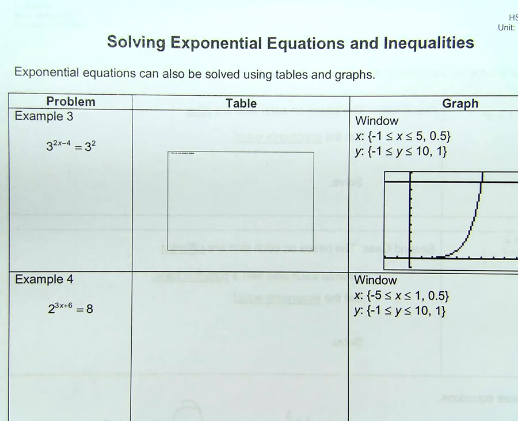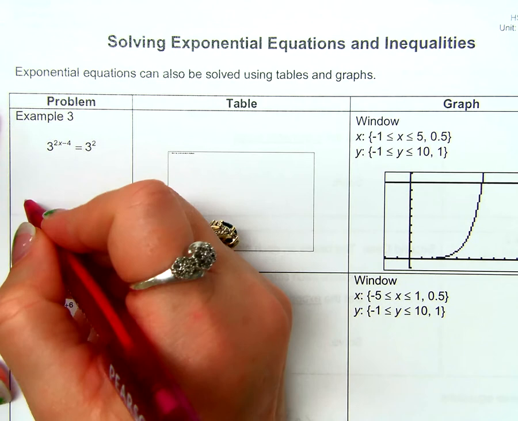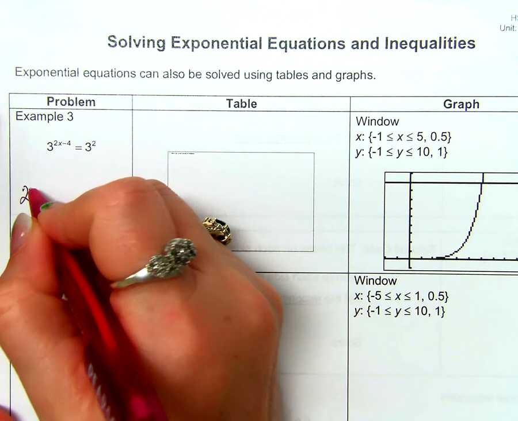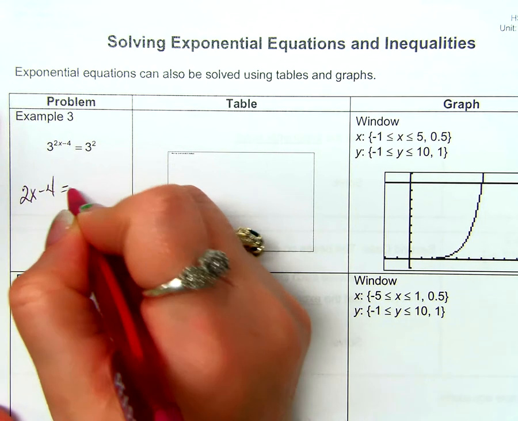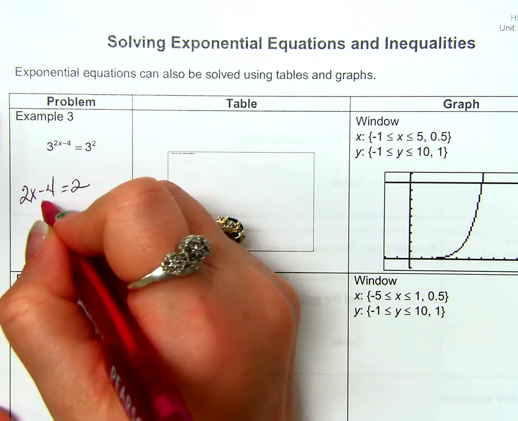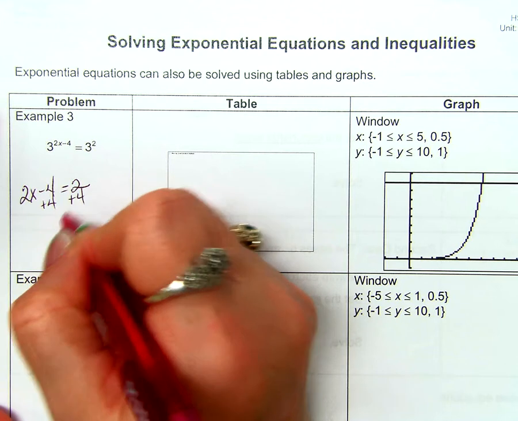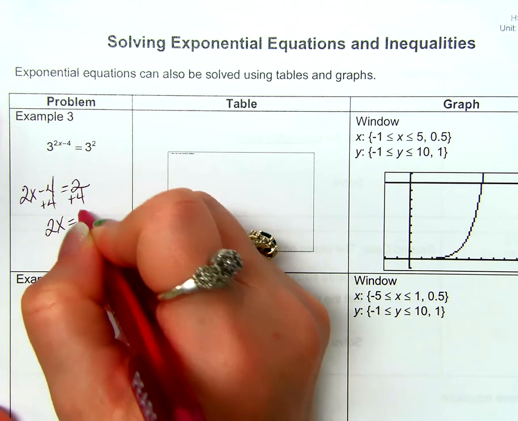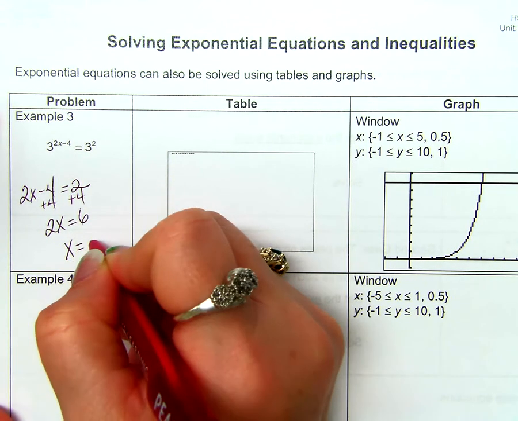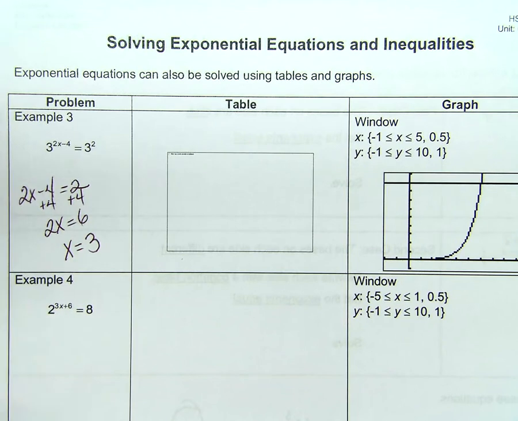If the bases are the same, how do I solve it? Just the exponents. Set the exponents equal to each other. So 2x minus 4 equals 2. So I would add 4 on both sides. Very good. Add 4 on both sides. So 2x equals 6. So x should equal 3. So you know how to solve it algebraically now, right?